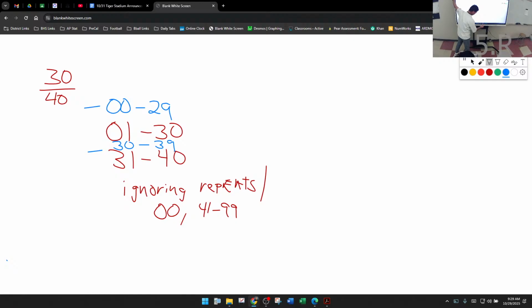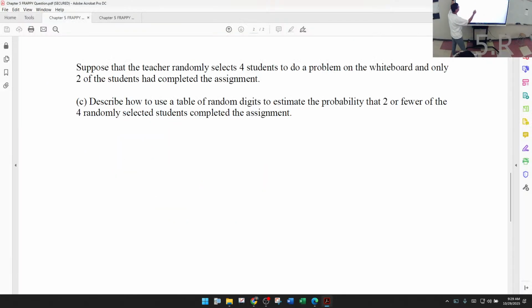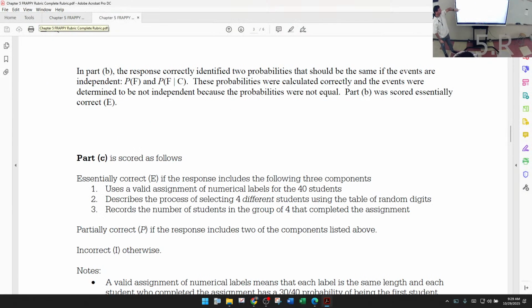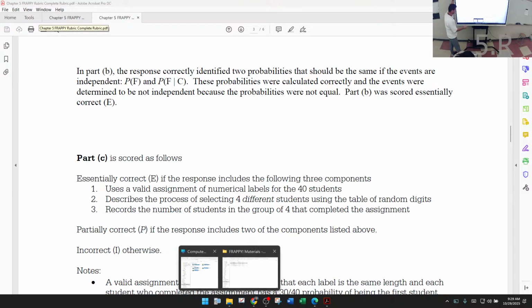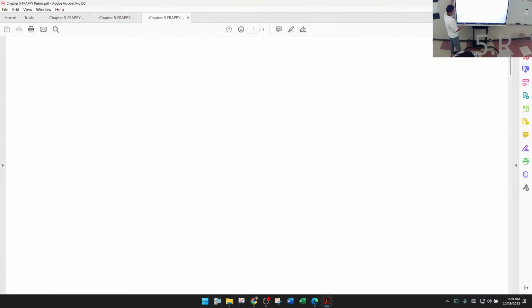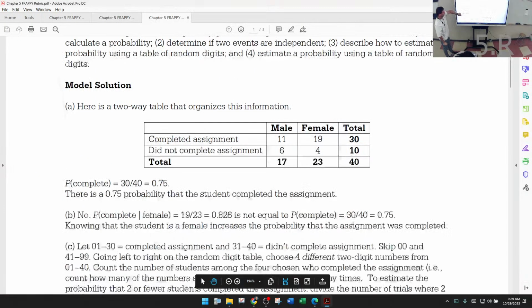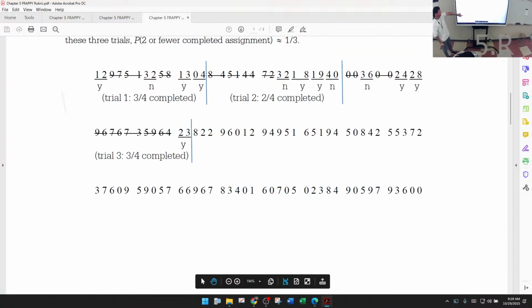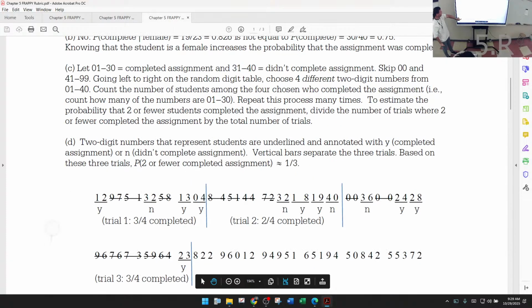Now, let's go back to the rubric. I need to pull up one more. Sorry, let me pull up one more. Rubric. Go. There it is. Okay. Here is the perfect answer, the model answer. Sorry, I went too far.